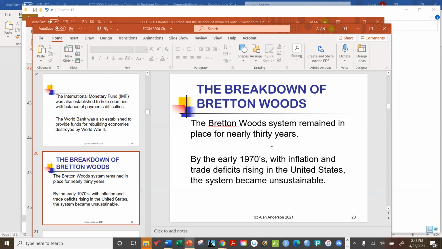Okay, they're not set by the Fed. The Fed has really nothing to do with exchange rates. They're determined in free markets by the forces of supply and demand.